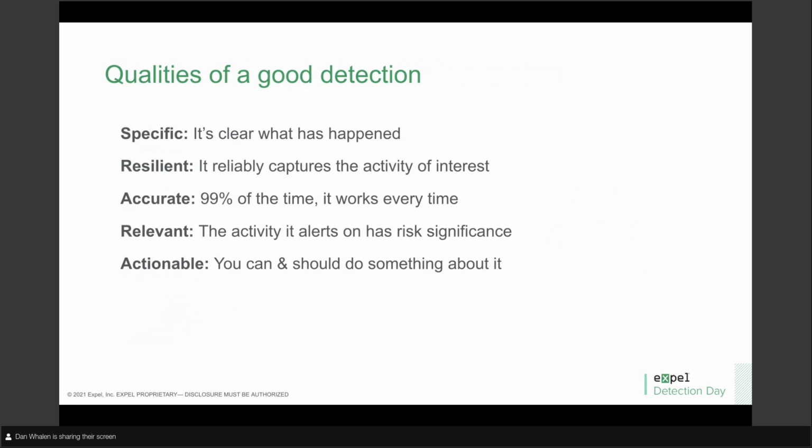For example, we want our detections to be specific. We want to know exactly what happened. We don't want something that's general, like something happened somewhere. We want a very specific indicator. We want something that's resilient, so it reliably detects the thing that we actually want to detect. So detecting the behavior, the generic attacker technique, not a very specific indicator that's only going to work for one small situation. We want them to be accurate, relevant, and actionable as well. So keeping these things in mind as we build out our detections is super important. You can apply these criteria to built-in alerts coming from Azure services as well, and it's an opportunity to identify detections and alerting that need some tuning.